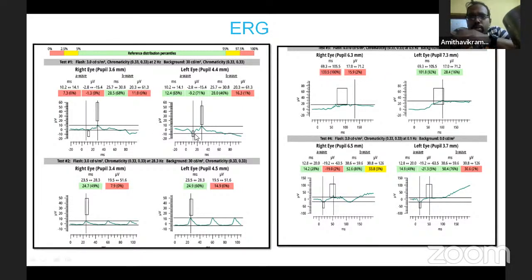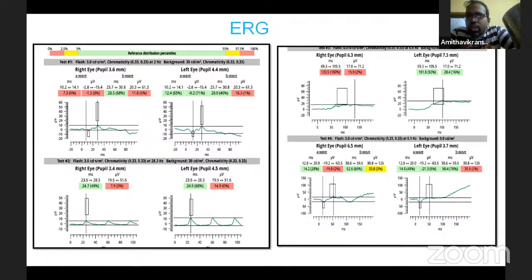Largely the A wave is contributed by photoreceptors and the B wave is from the bipolars. If you go to the cone bipolars, in the bottom panel on the left side, the flicker responses for the left eye are near normal. It is not fully abnormal. It's close to the edge of the reference range, whereas in the right eye, there is a much larger gap between the reference range and the amplitude. So this is the cone bipolar response that you would get from the flicker responses.